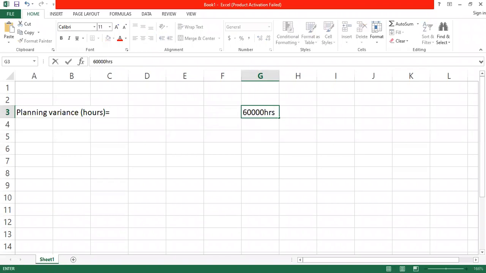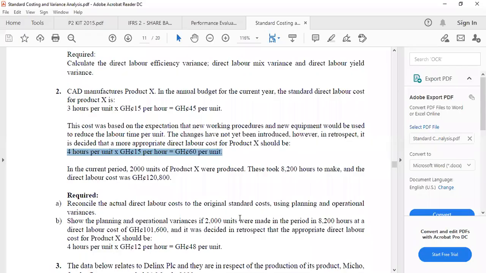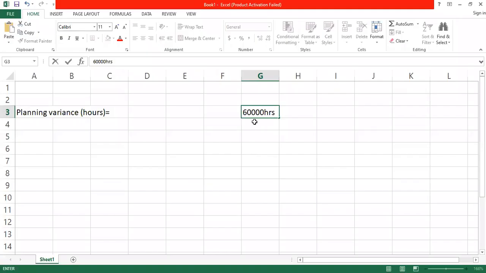Yes. Okay. But we now revise it to what? Four hours. And that will give us how many hours? 8,000. Okay. So this is supposed to be 6,000, and that will now be 8,000. Are we decreasing the hours or increasing them? Increased. So what is the variance there? What is the difference? 2,000.